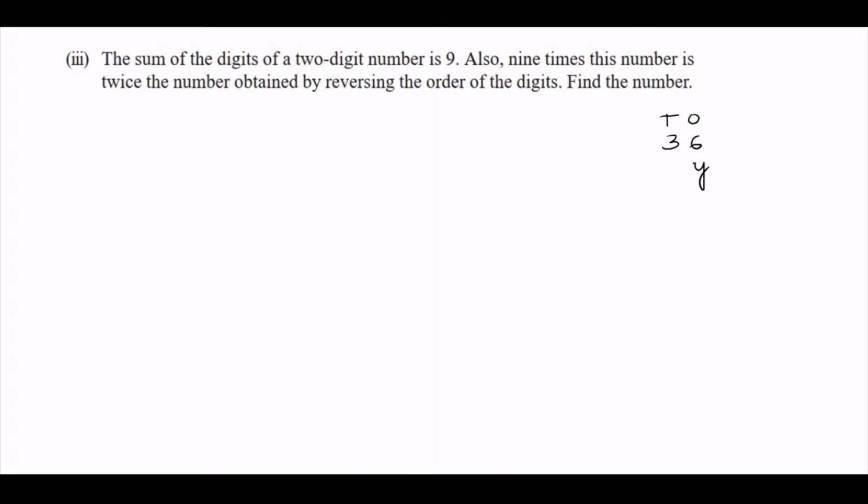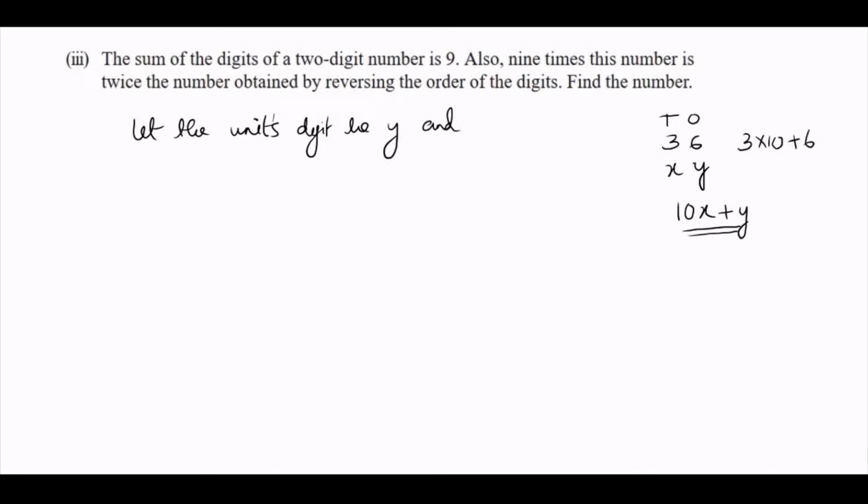So let's take y as the ones digit and x as the tens digit. The number will be 10x plus y. That is 3 into 10 plus 6, 30 plus 6 is 36. So when you take y as the ones digit and x as the tens digit, the number will be 10x plus y. So let's take the units digit to be y and the tens digit be x. Then our number will be 10x plus y. So it's given the sum of the digits of a 2-digit number is 9.